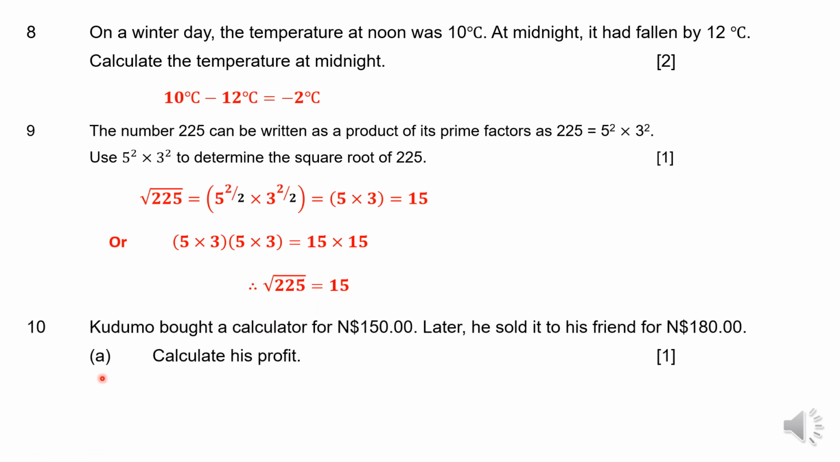Question 10a here talks about somebody who bought a calculator, so this is the cost price, and later on he sold the calculator for 180 Namibian dollars. So you are supposed to calculate his profit. This is a very straightforward question. So you just subtract 180 minus 150 and his profit is 30 Namibian dollars.